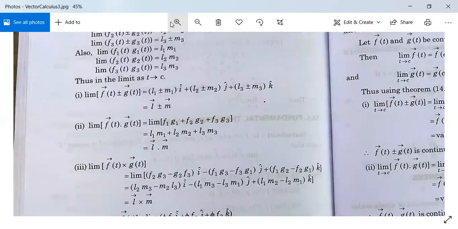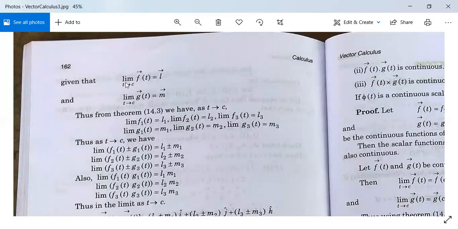Then it is also given that limit vector f(t) is equal to vector L and limit vector g(t) is equal to vector M. Then from the earlier theorem, as t tends to c, we have limit f1(t) is equal to L1, limit f2(t) is equal to L2, limit f3(t) is equal to L3, limit g1(t) is M1, limit g2(t) is M2, limit g3(t) is M3. Therefore, as t tends to c, we have limit f1(t) plus minus g1(t) is equal to L1 plus minus M1, limit f2(t) plus minus g2(t) is equal to L2 plus minus M2, limit f3(t) plus minus g3(t) is equal to L3 plus minus M3.